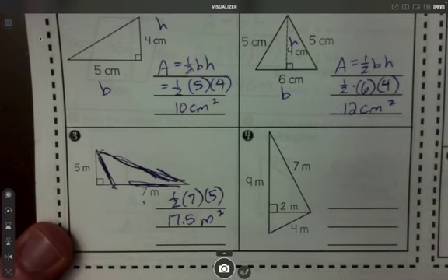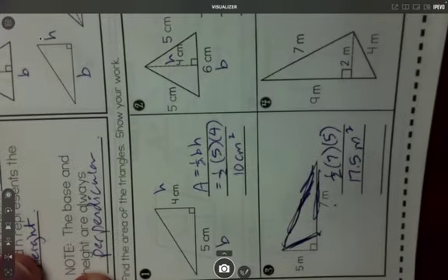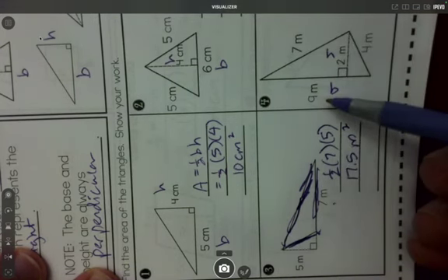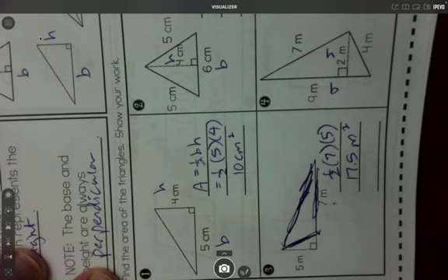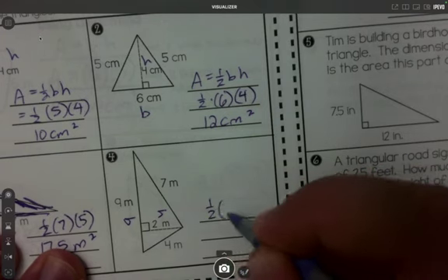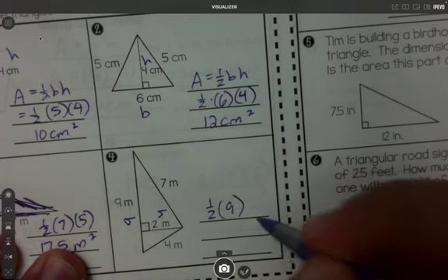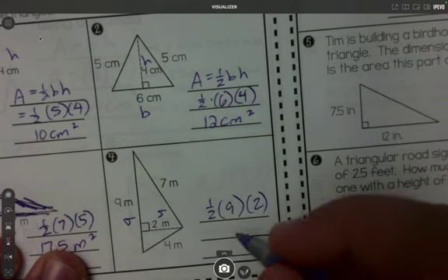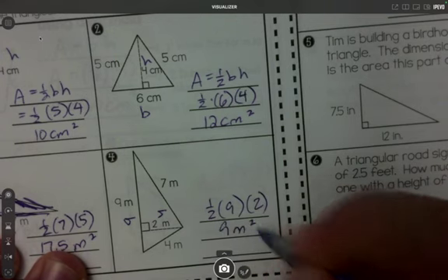The last one we'll do on the triangles. They've tipped it on its side again, so if it's easier, you can look at it this way. This is the base, and this is the height. So the 9 meters is the base. The 2 meters is the height. Because those are the only two lines they give us that are perpendicular to each other. So that's why we have to think about it from this direction. So we'll do half times 9, because that's the base, times 2, because that's the height. So we end up with 9 meters squared.